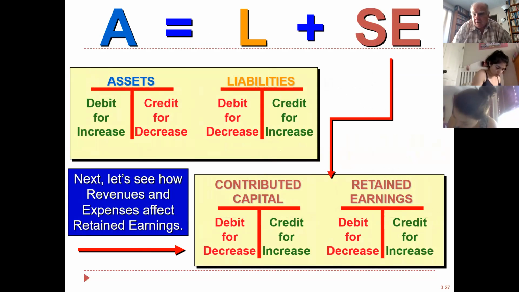Here is a good look at your T accounts. Take a look at your debits and credits. Assets have a debit balance. Therefore, liabilities and capital have to have a credit balance. Okay? So assets have a normal debit balance, liabilities and capital credit. Now let's see how revenues and expenses are handled.